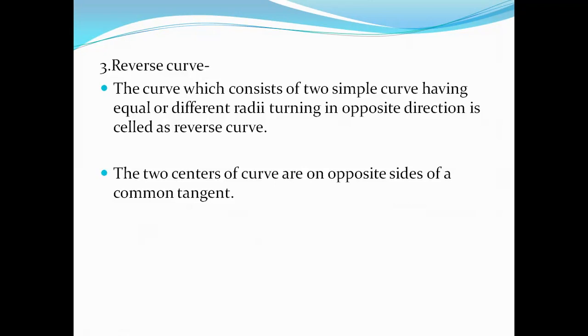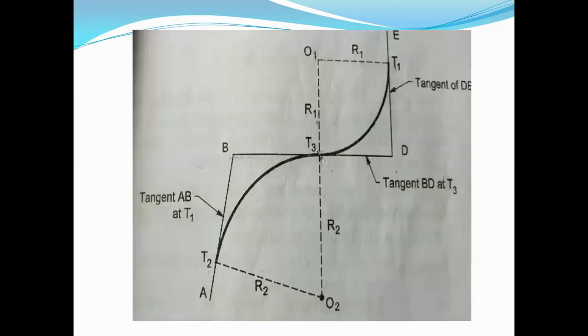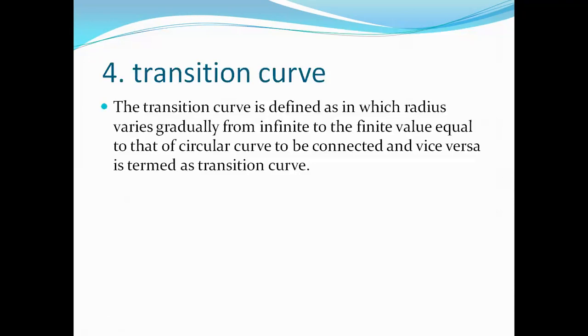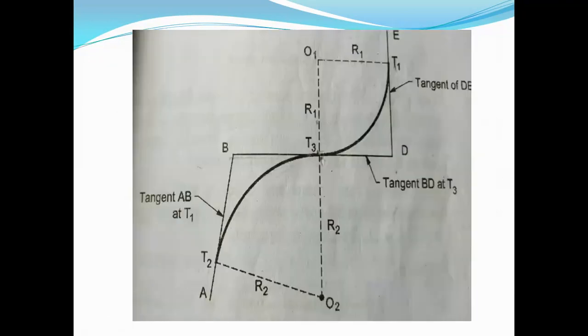Then the third type of curve is the reverse curve. The curve which consists of two simple curves having equal radius but turning in the opposite direction is the reverse curve. See, this is the reverse curve, which has two simple curves, but the directions of these two curves are opposite. Up to this we had discussed in the previous lecture.